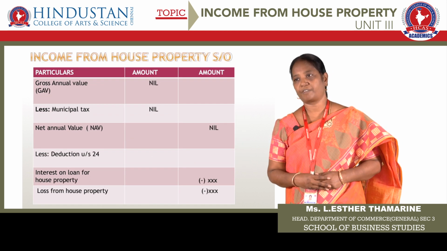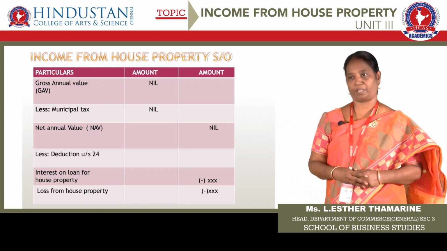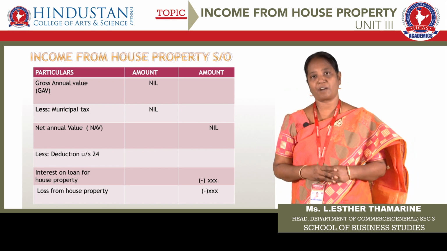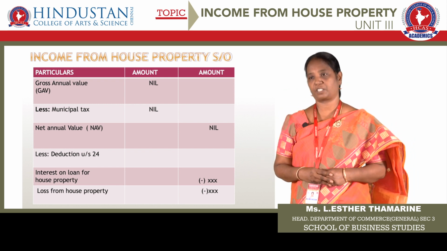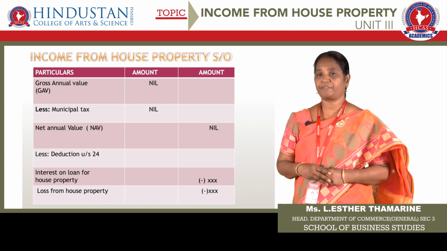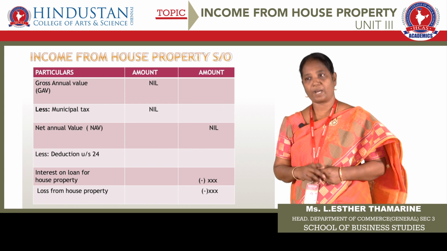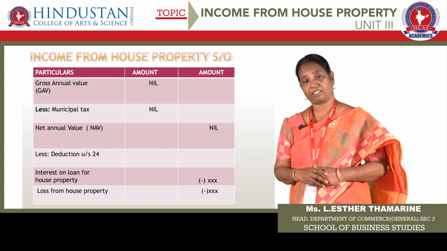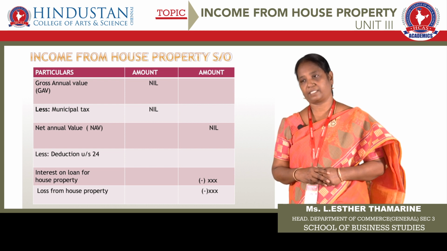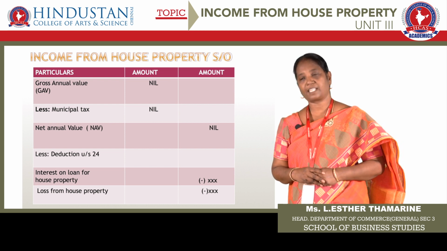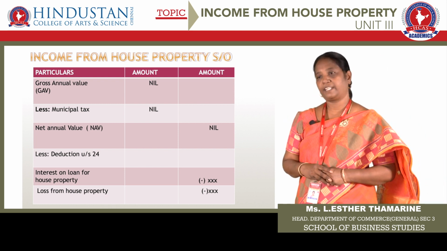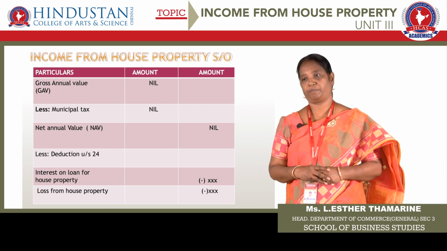Next one is the income from house property for the self-occupied house. For a self-occupied house, the assessee can have one house for his residential purpose, and that is called self-occupied. Even if you have more than one house, the one having the maximum gross annual value will be considered as a self-occupied house. For the self-occupied house, the gross annual value will be nil. The net annual value will also be nil.